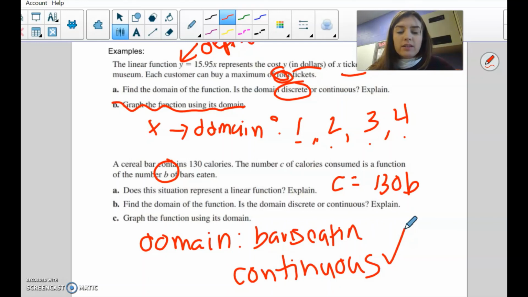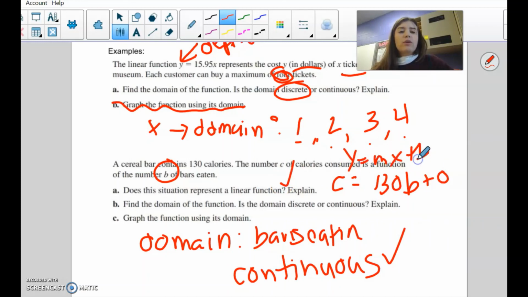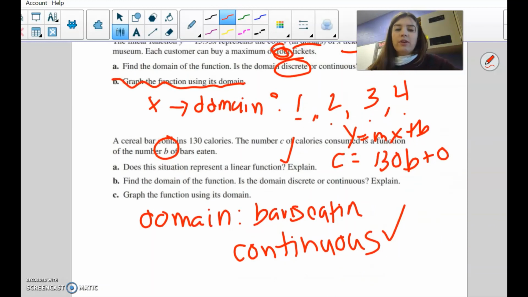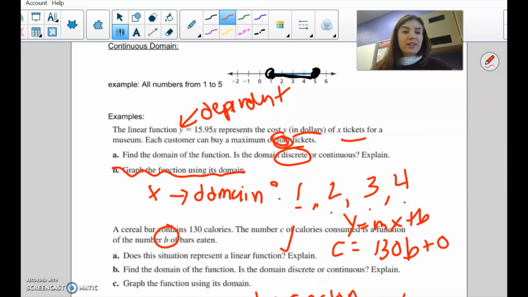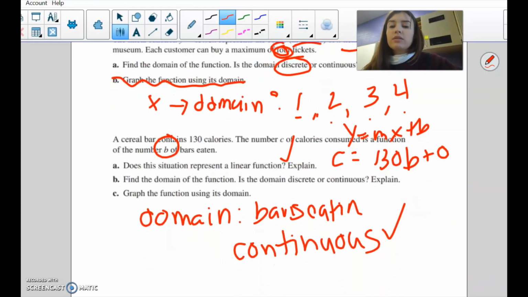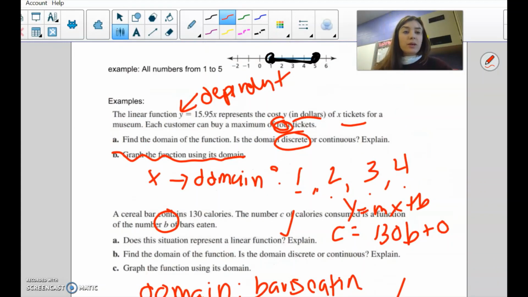What else does it ask us for? It does in fact represent a linear function. We know that. All we have to do is add 0, and it is in our y equals mx plus b form. Talked about that. And we just talked about how to graph, so yep, that's how a discrete and continuous domain works. And I hope this helps for your quiz.